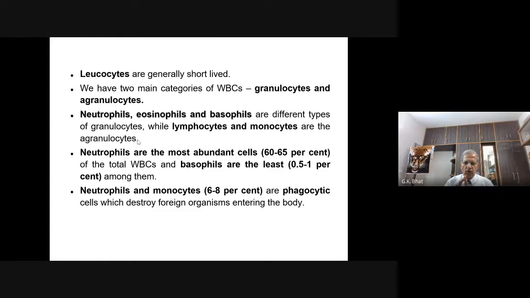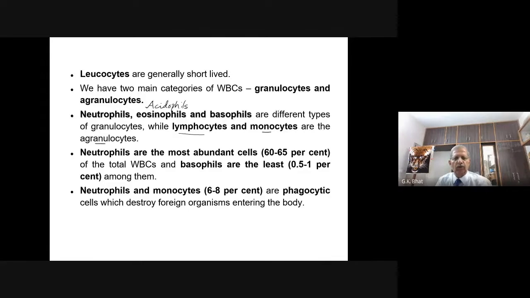Granulocytes include neutrophils, eosinophils, also called acidophils, and basophils, whereas lymphocytes and monocytes are the agranulocytes.